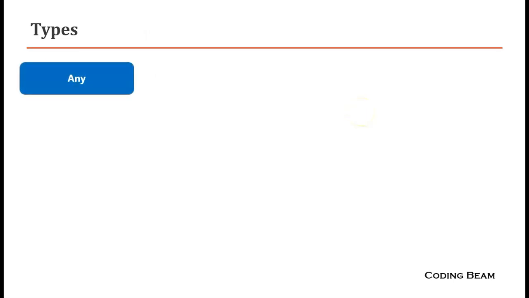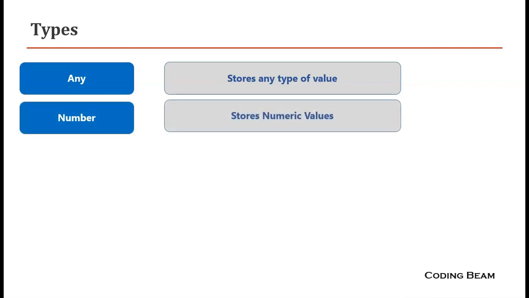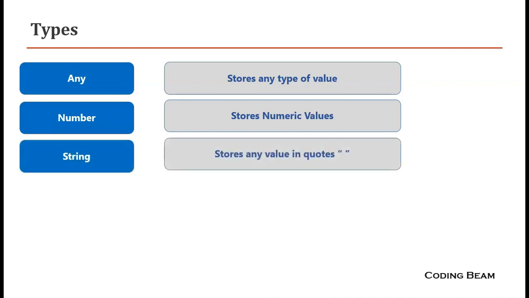So the first type is the any type, and it stores any type of value and it can update any type of value after declaring the variable. The second type is the number type, which stores only numeric values like 1, 2, 3 and so on. The third type is the string type, which stores any value but in quotes. It can be an alphabetical value, numeric value or any expression value, but it needs to be stored in quotes.